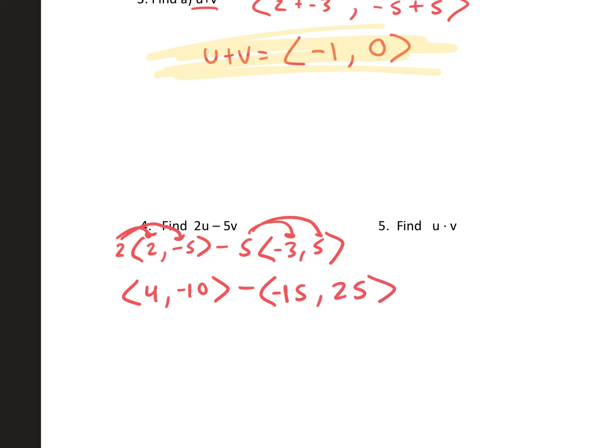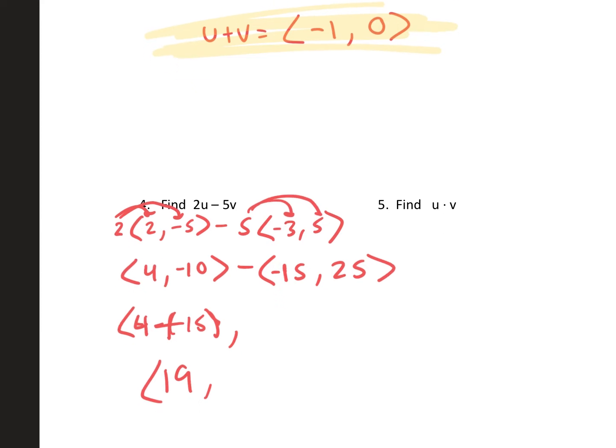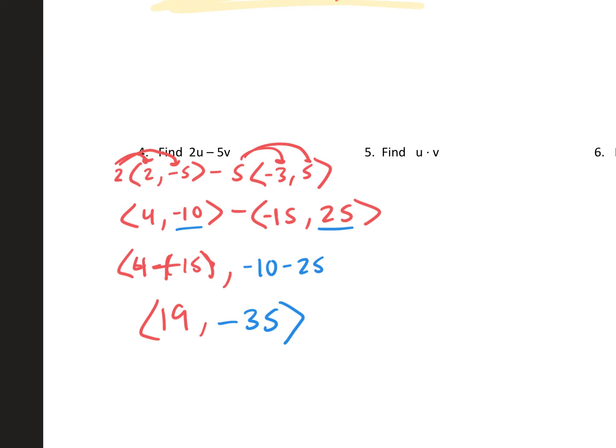And then we just subtract. So 4 minus -15. This would be a plus. So that would be 19. And then second minus the second. So -10 minus 25 would be -35. Any questions there?